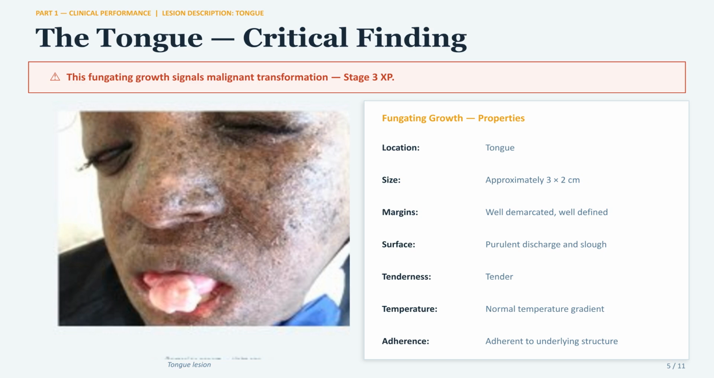On further examination, I can also appreciate a well-demarcated, solitary fungating growth present over the tongue. Then describe its properties precisely. It is approximately 3 by 2 centimeters with well-defined margins. The surface is covered with purulent discharge and slough. It is tender, with a normal temperature gradient and adherent to the underlying structure. This fungating growth changes everything. It tells you the disease has progressed to malignancy. Keep that in your mind when you reach your differentials.